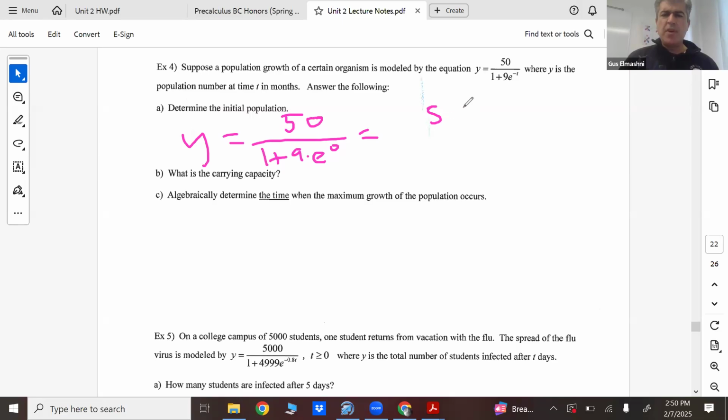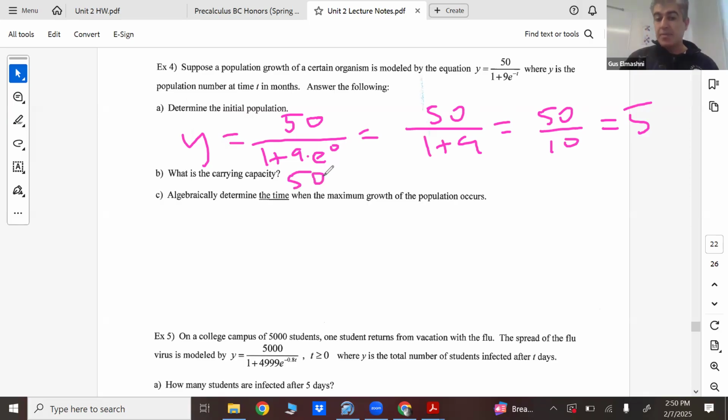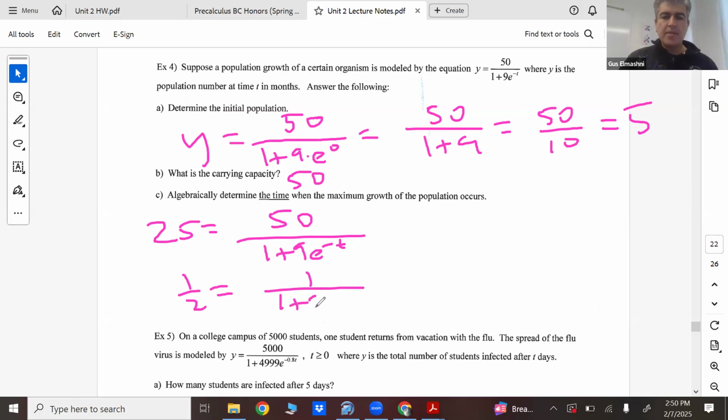So you should get this 50 over 1 plus 9. 50 over 10. So we start with 5. Does that make sense? Yep. And the carrying capacity, which is the same thing as the limiting factor, is 50. And the time of the maximum growth of the population occurs, well, yeah, because 25 equals this, right? So 1/2 equals that. Cross multiply.